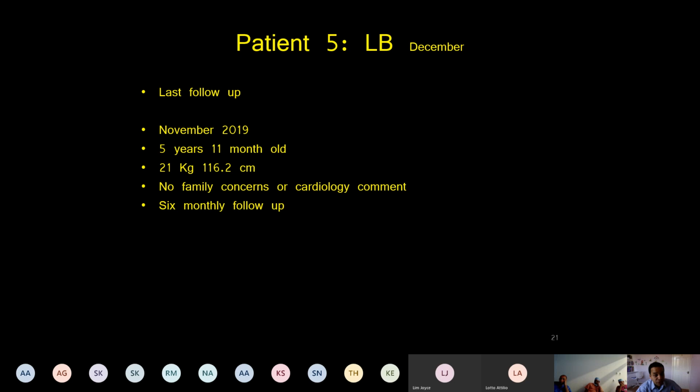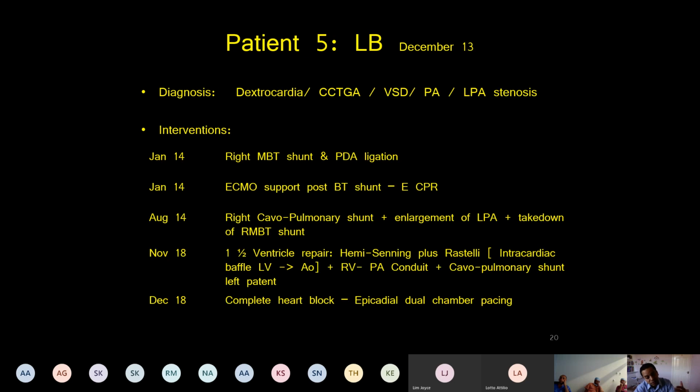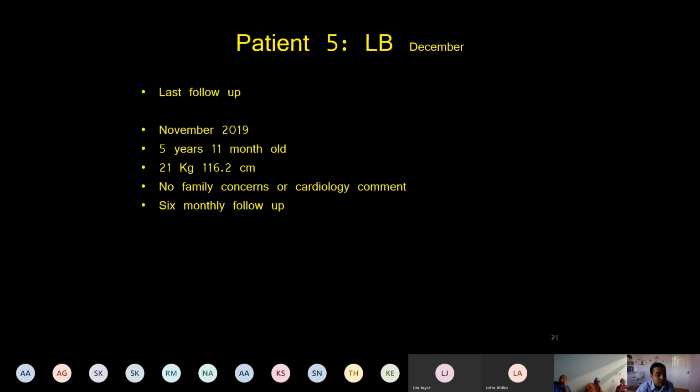Last follow-up in November 19, he is nearly 6 years old now. He is 21 kilos, 116 centimeters. No family concerns or cardiology comment from the summary, and he's on 6 monthly follow-up. So if you see this complexity, if the pulmonary vessels we are able to manage, obviously this patient is going to need further intervention. But at 6 years of age, he's doing pretty well.